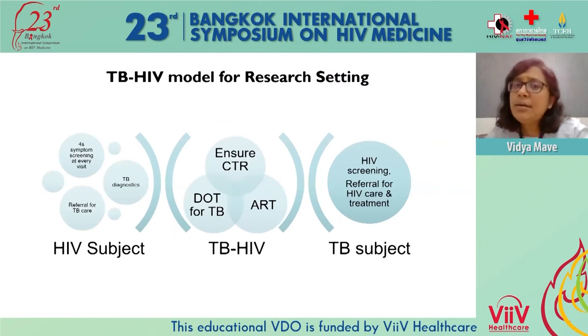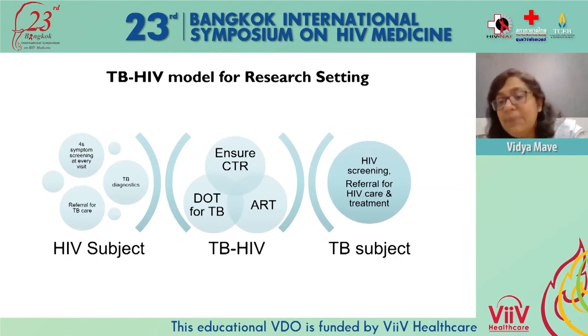So what do we do? Our model basically follows what has been done in program settings. HIV subjects who are enrolled in our study undergo symptom screening, or 4 symptom screening, which is a WHO questionnaire. If they have any symptoms suggestive of TB, we get TB diagnostics and they are referred to TB care. If we already know they are TB patients, then HIV screening is mandatory in most of our research care. And once they are positive for HIV, they are sent for ART center and ART care.